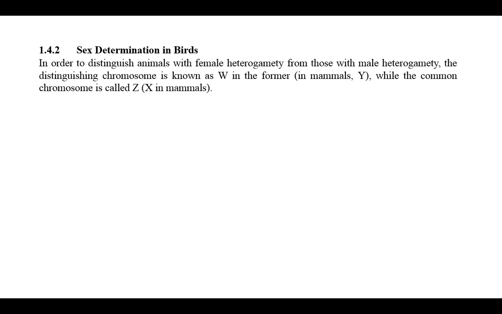In order to distinguish animals with female heterogamety from those with male heterogamety, the distinguishing chromosome is known as W in the former, Y in mammals, while the common chromosome is called Z, X in mammals.